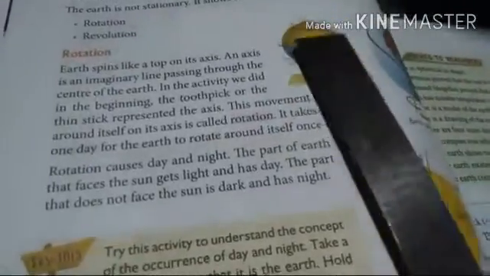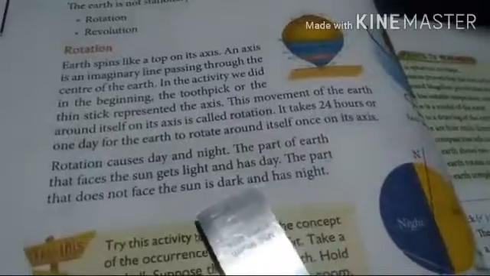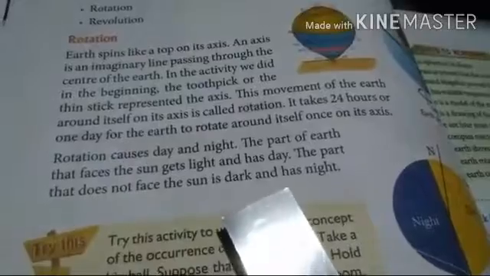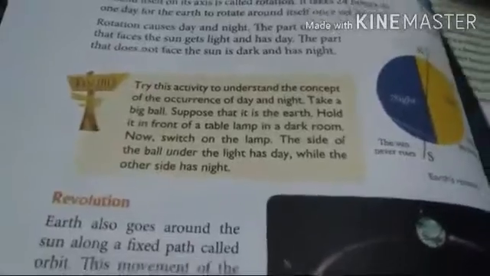The part of the earth that faces the sun gets light and has day, and the part of the earth that does not face the sun is dark and has night. As you already know, our earth moves in an orbit. So when places of the earth are towards the sunlight, those places will have day, and the part of the earth that is not towards the sunlight is dark and has night.